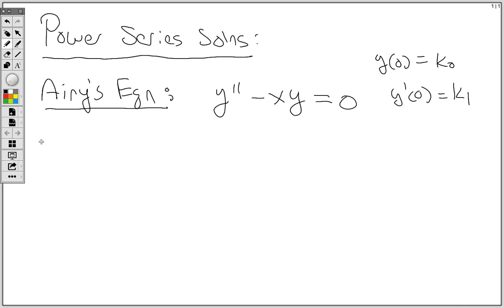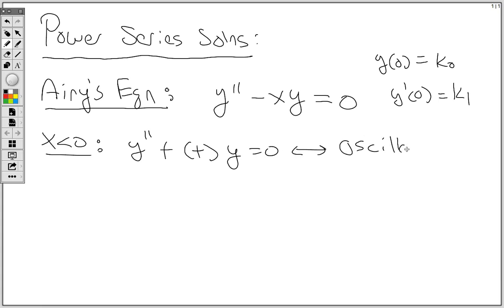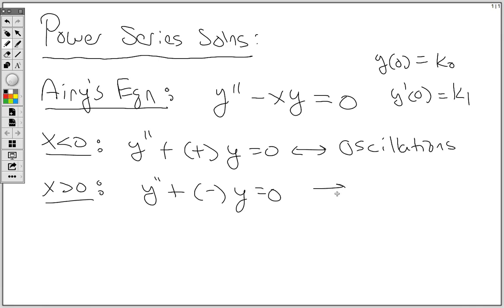We can think about what the solutions might look like if, for example, x is less than 0. Then we get y double prime plus a positive number times y is 0, and that's going to give us oscillations. If x is bigger than 0, then we have y double prime plus a negative number is 0, and that's going to give us exponential solutions. So we can sort of glean that from the equation itself.